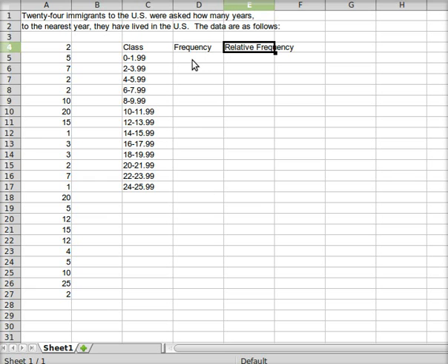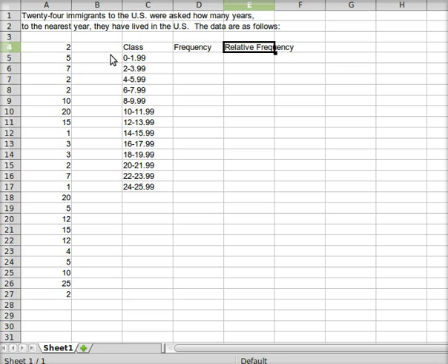So what we'll do first is fill in the frequency column right here. And then once we do that, for this column, all we would have to do is divide by the total number of data points that we have, which is 24. So, all right, how do we fill in this column right here?